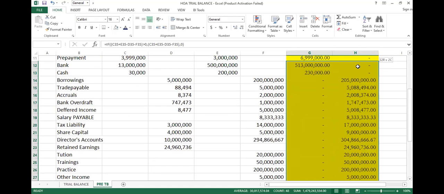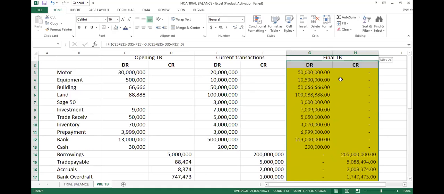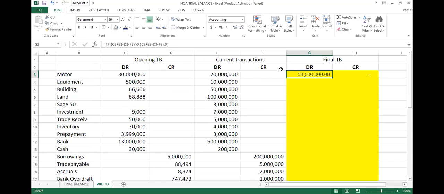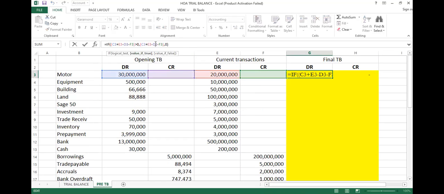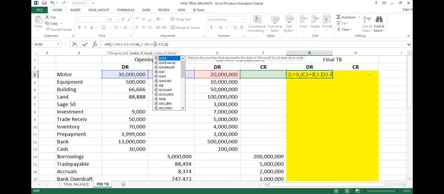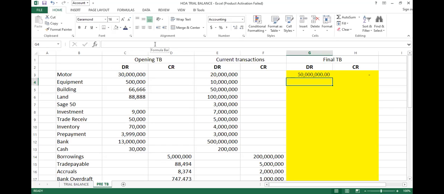So I just want to recap what we have done and how we got to this point. Actually, what happened is that instead of D, we put E. So that is why we are not getting that figure initially. Once you change this one to D, we got our 50,000. So just copy the same formula. It's going to be the same formula. Just paste it here and you are good to go.